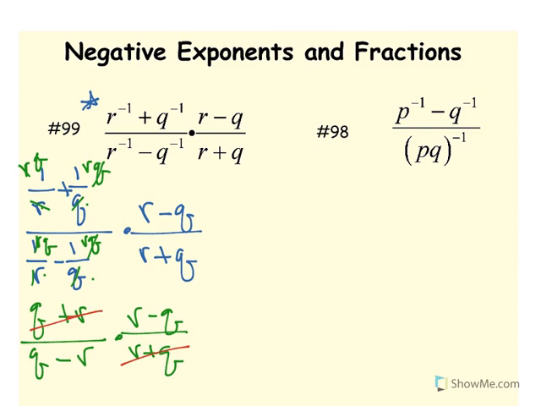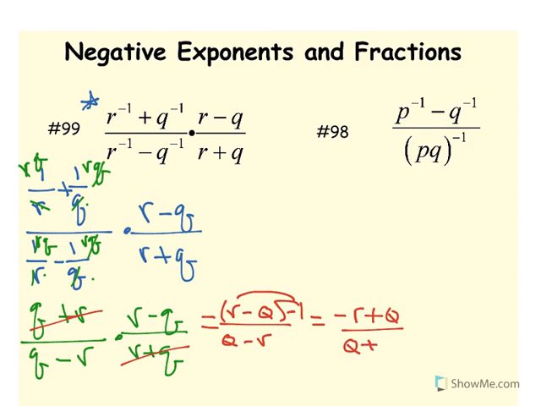Now look at what we have remaining. We have r minus q, I'm going to go with a capital Q just so we can read it easier, all over q minus r. They look like they're the same, but they're just different signs. Do you remember from last week that if we multiply by a negative 1, we can actually change the signs? That becomes a negative r, and that becomes a positive q. So now, these do in fact match.